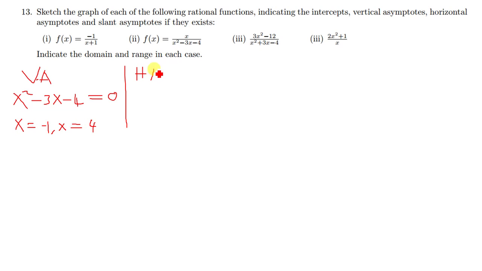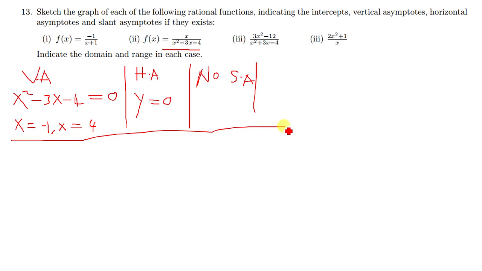Let's also find the horizontal asymptote. To find the horizontal asymptote, you simply look at the powers there. Since the power of the numerator is less by 1 than the power of the denominator, the horizontal asymptote is simply y is equal to 0. And since the numerator's power is less than the denominator's power, this given function has no slant asymptote, so there's no need of us finding the slant asymptote.